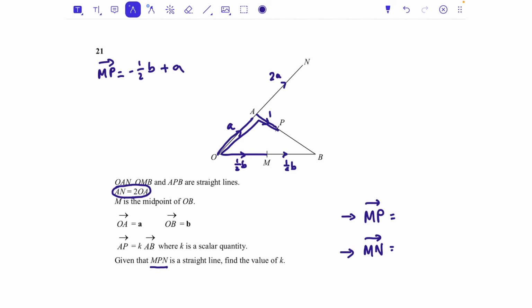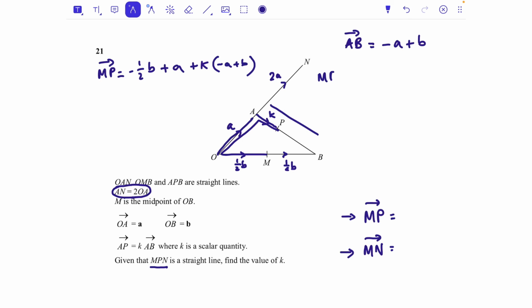Now, at the minute, all I know is this is a K of AB, but I don't yet have AB. So I'm going to put K of whatever AB is. Let's work out A to B. So A to B is going that way. So I'm going to go minus A plus B. There we go. So that is A to B. Now I know that that is what goes in here, minus A plus B.